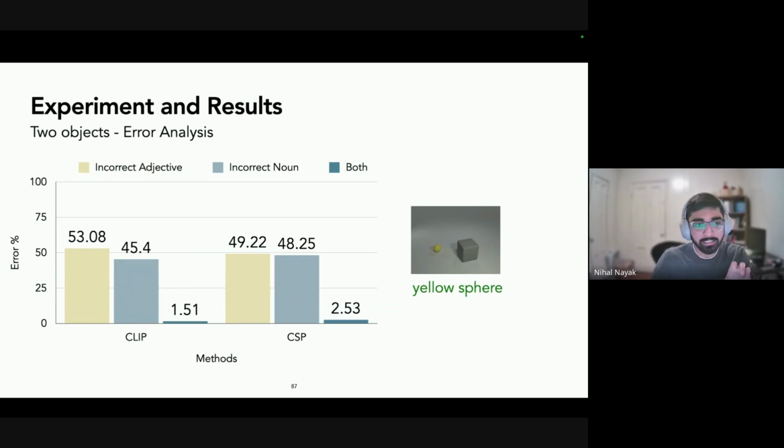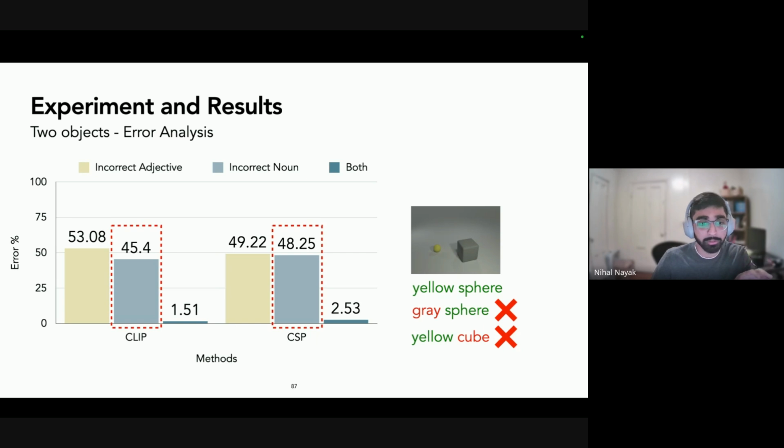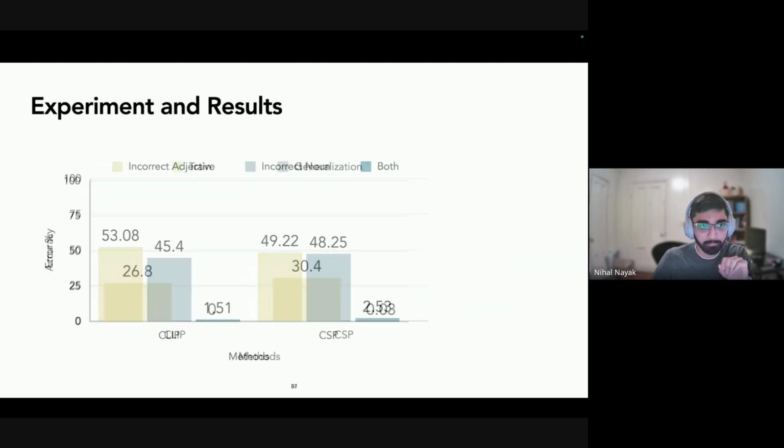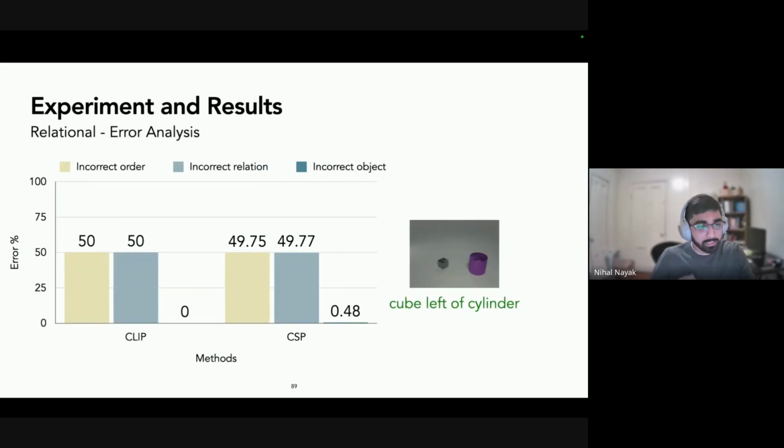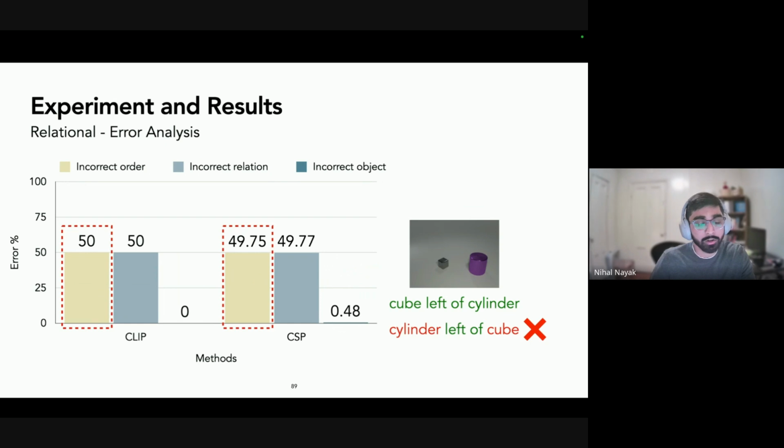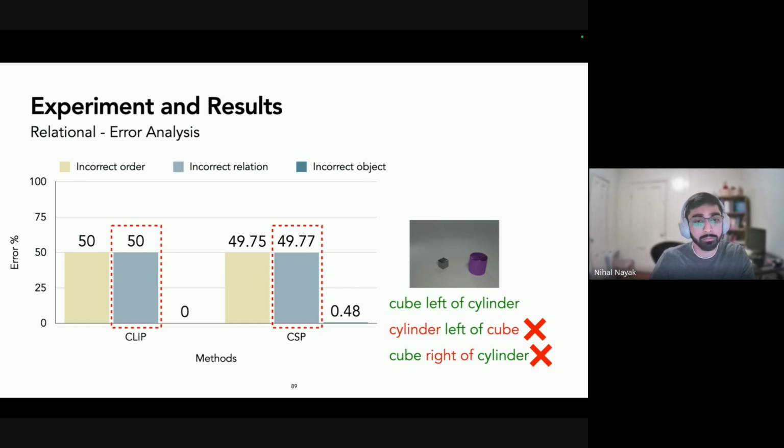After doing some error analysis, we found that there are two types of errors that dominated. First, the model got confused by the adjective type. And second, the model got confused by the noun type. The performance in the relational setting is even worse. Both CSP and CLIP get close to 0 on the generalization split. We did some error analysis on the error patterns and found that two types of errors again dominated. In the first one, the model got confused by the order of the objects. And in the second one, the model got confused by the relation type.